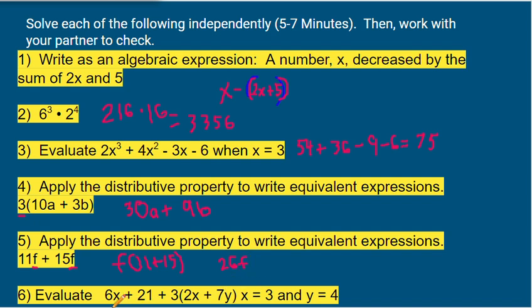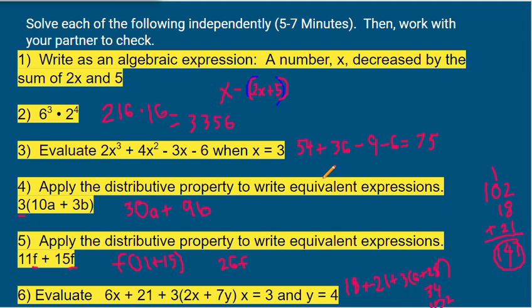Last one, we have 3 for x and 4 for the y. So 6 times 3 gives us 18, plus 21, plus 3 times, 2 times 3 is 6, plus 7 times 4 is 28. Let's see, that gives us inside here, the 6 and the 28 is 34. 34 times 3 gives us 102. So then we have 102, the 18, and the 21 together. So we should have had for that last one 141.